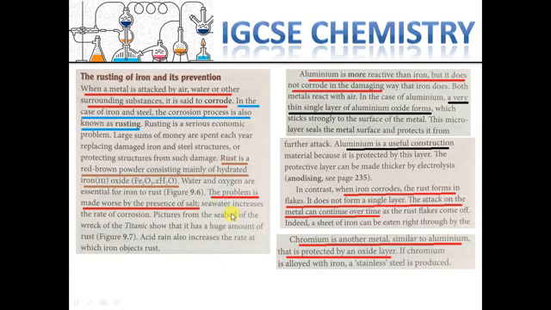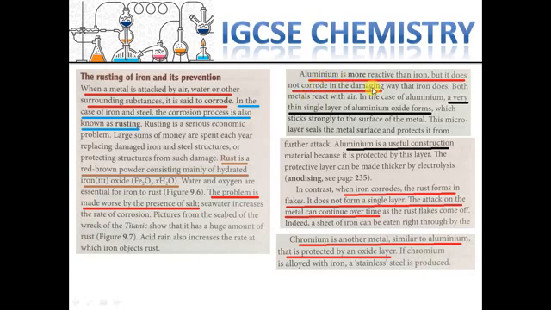If the surrounding environment has salt, the situation will be worse, like seawater, for example for boats or ships that are placed in seawater. Seawater contains salt, which makes the situation worse.